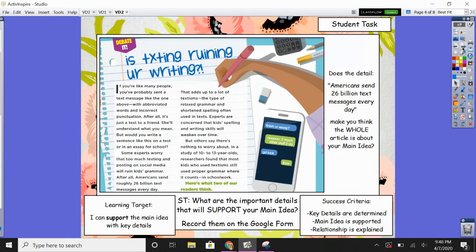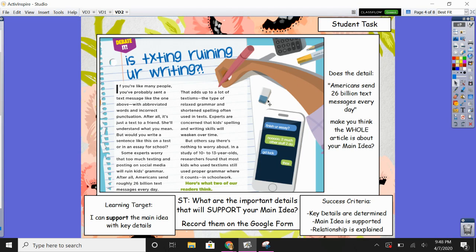Okay? So when we're thinking about those details, look at this quote, this detail from the passage. It says Americans send 26 billion text messages every day. So does that detail make you think the whole article is about that main idea? Does this really support what the whole article is about, what it's mostly about? Probably not is going to be my answer.